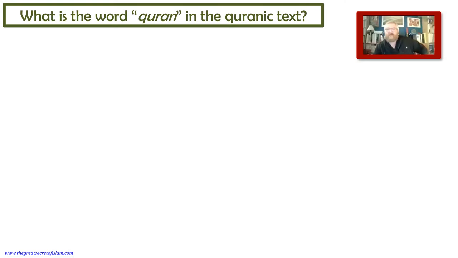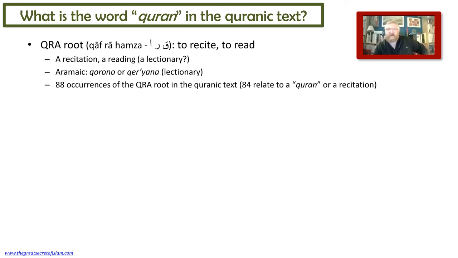So, what is the word Quran in the Quranic text? It comes from the Q-R-A root, Kaf Ra Hamza, and it basically means to recite, to read. So when we see Quran, it can mean a recitation, a reading. It could mean a lectionary, which is a collection of readings taken from scriptures that is made to be used in masses, in worship, for the prayers. And so Quran, as an Arabic word, could mean lectionary, but basically it is recitation or reading.